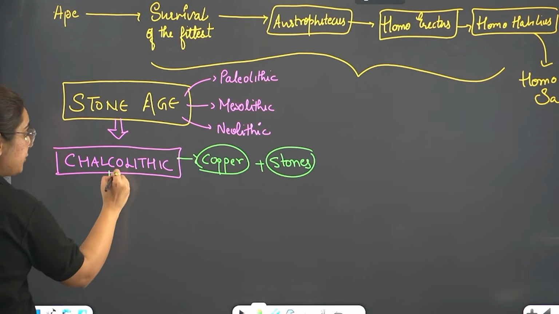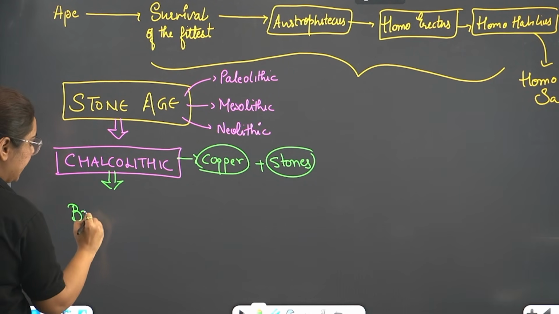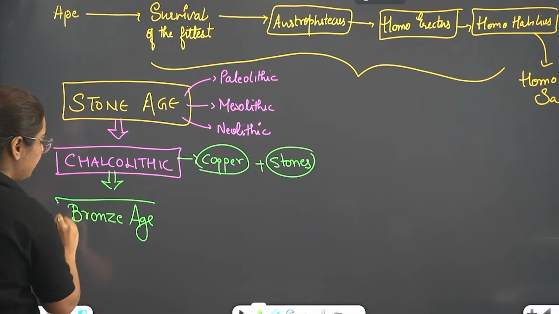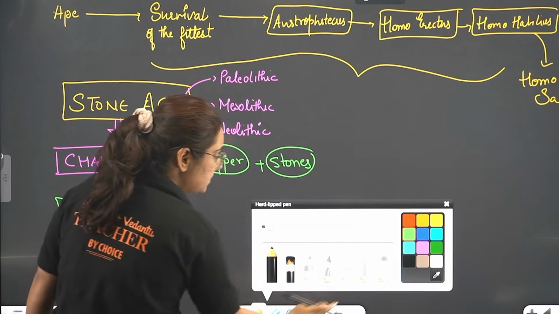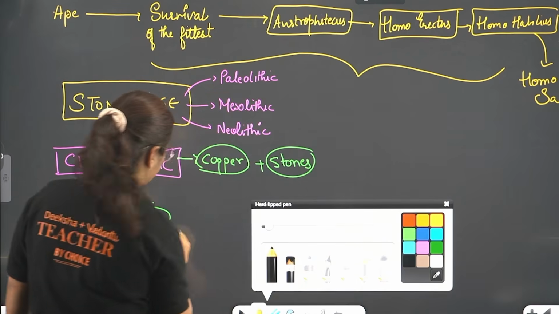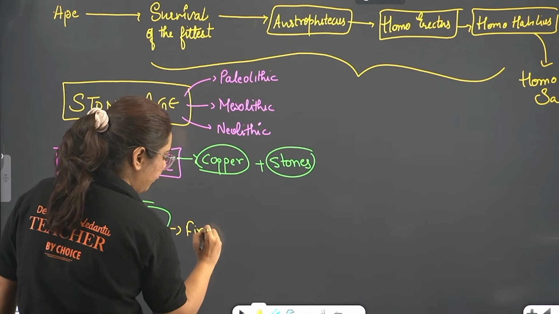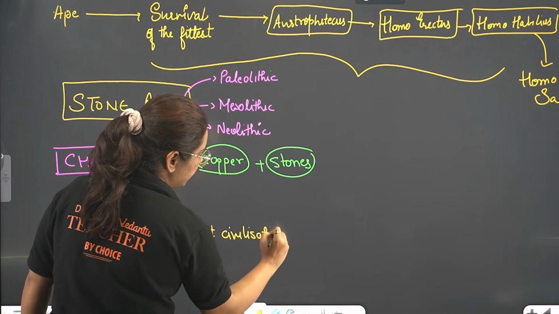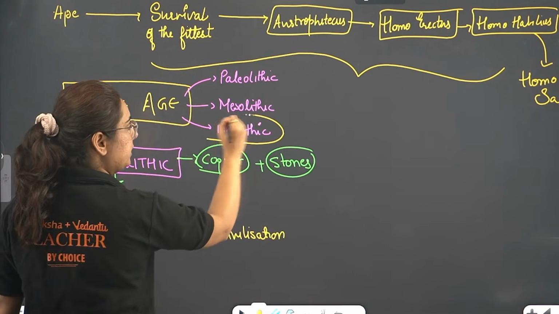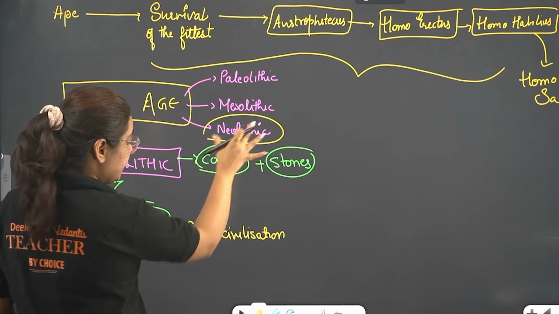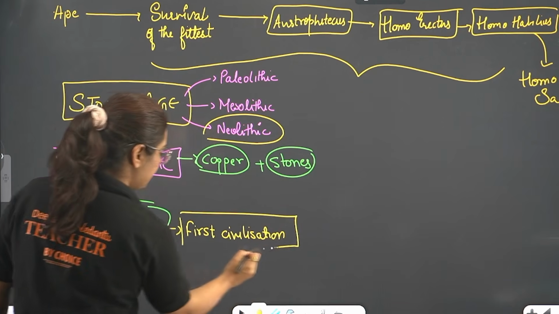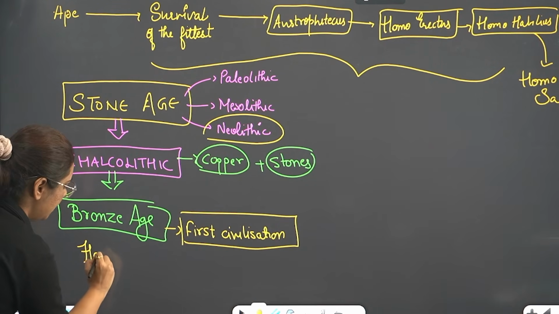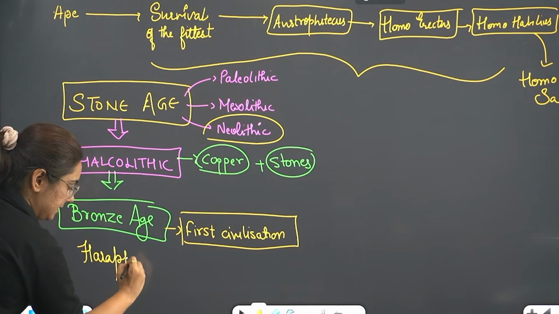Okay, after this Chalcolithic age came the Bronze Age, which we call the first civilization of India, where humans settled. Humans settled in Neolithic only, right? So they settled and formed a city, an urban planned city, that is referred to as the first civilization or Harappan civilization.